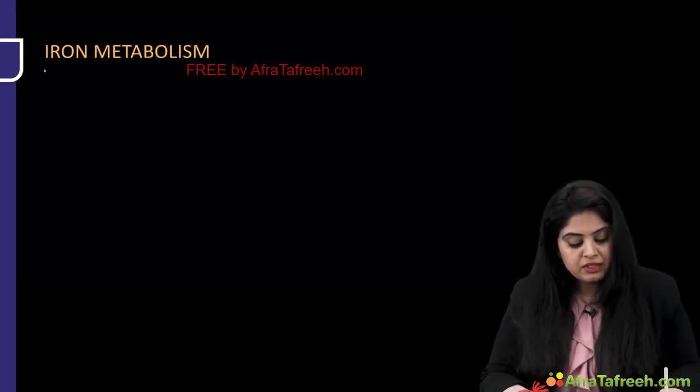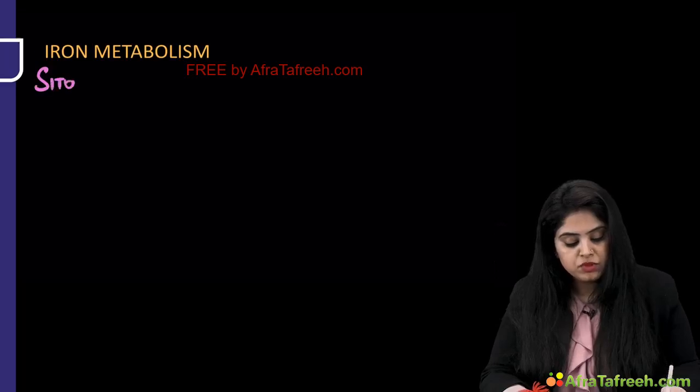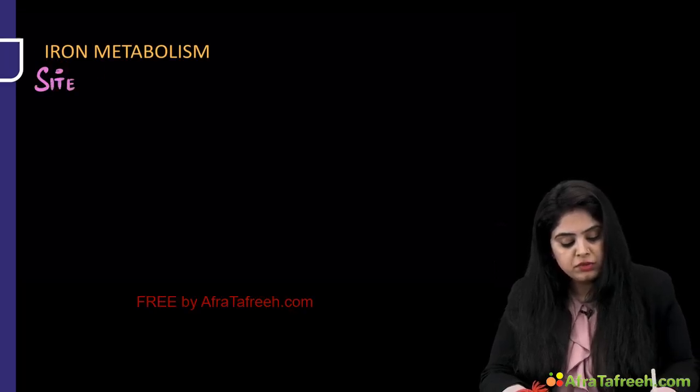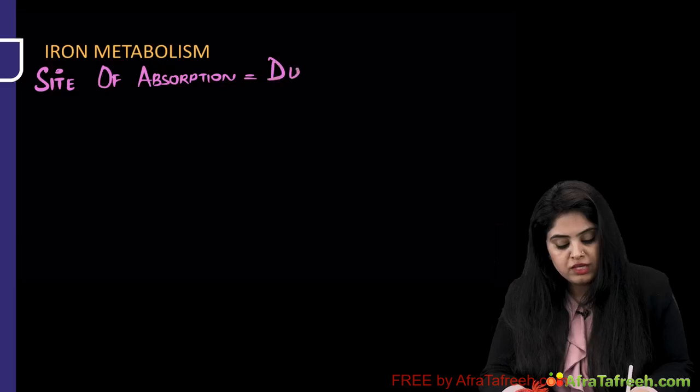So please remember, what is the site of iron absorption? From where does iron get absorbed? The most important absorption site is the duodenum. I think this is a question you read in your systemic pathology also. The site of iron absorption is going to be the duodenum.